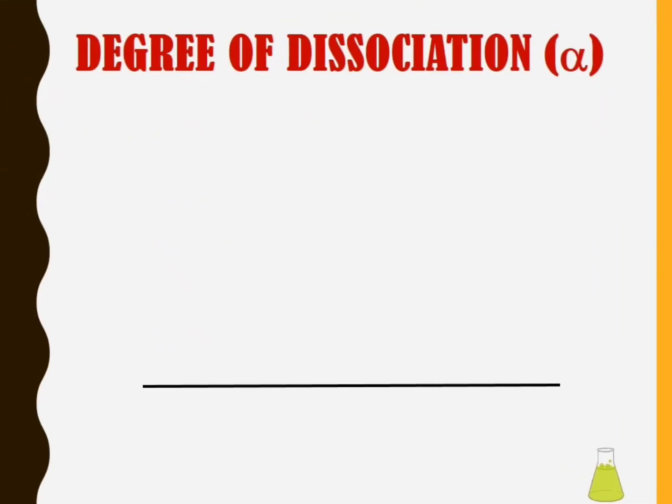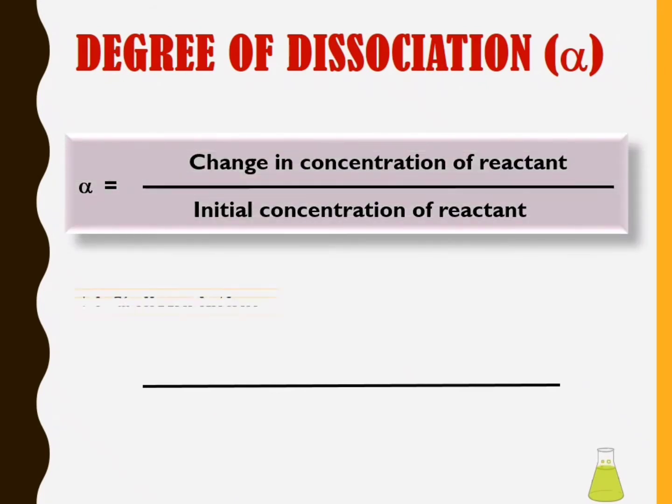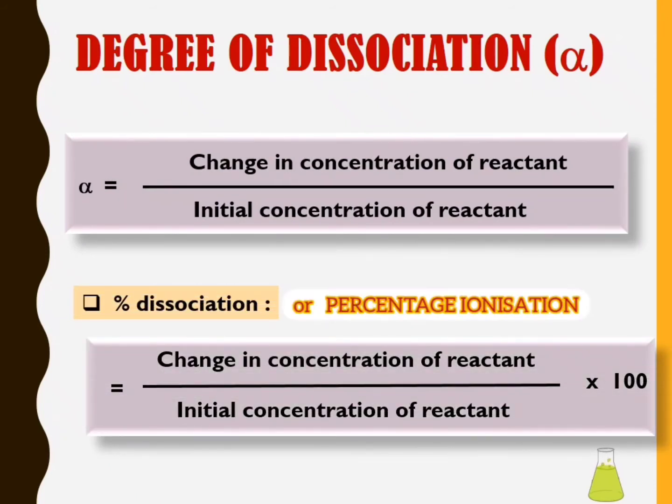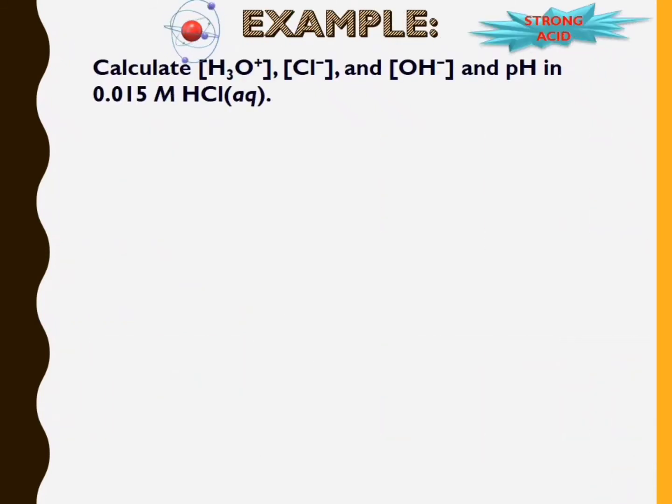Okay, degree of dissociation. So for this formula, we already look at the chapter 6. Kita dah pernah jumpa dalam chapter 6. And now I don't want to repeat lagi kat sini banyak kali. Okay, formula dia sama. Change in concentration of reactant divide by initial concentration of reactant. Okay, so if percentage, you just times with 100. Okay, sama konsep macam chapter 6. And now we are going to look at the example of calculation.